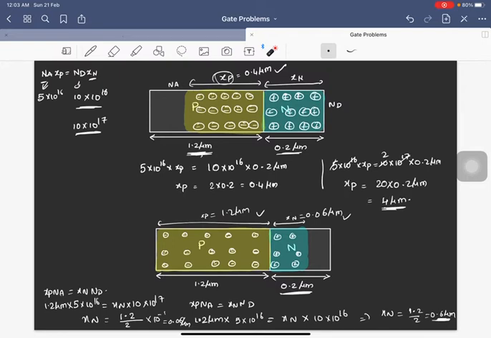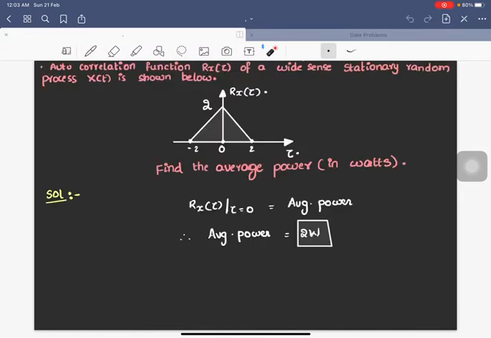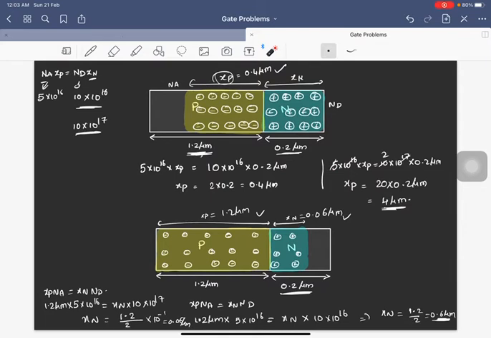You simply can't assume that since the n region is small compared to the p region, the n region will be completely depleted at all times. That's not the case. We right now found that. But in this question it's the case. Okay, that is the case.